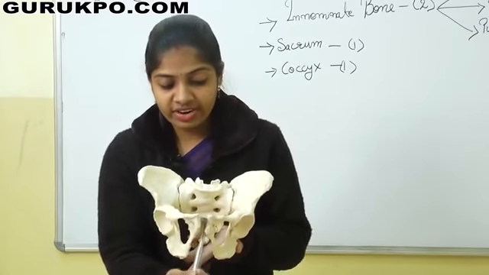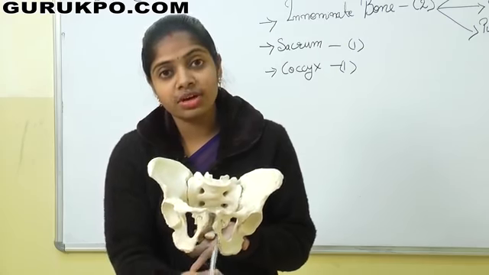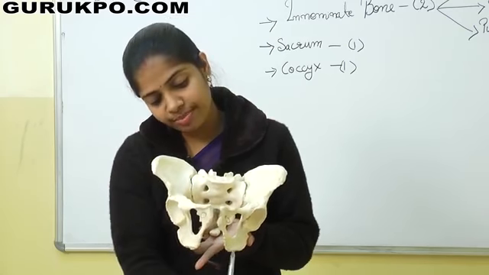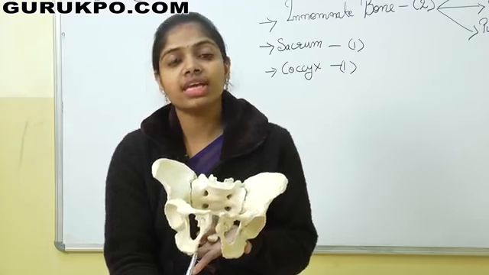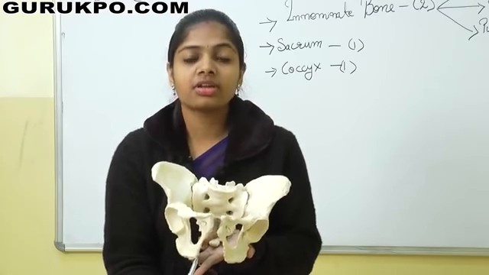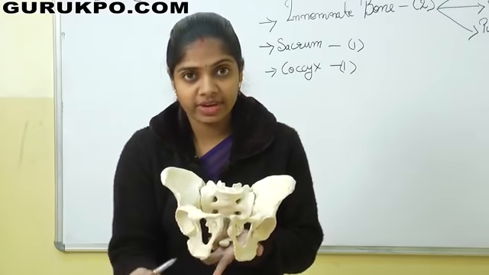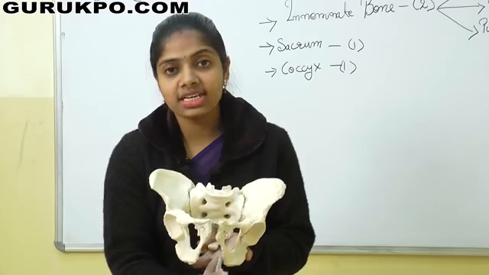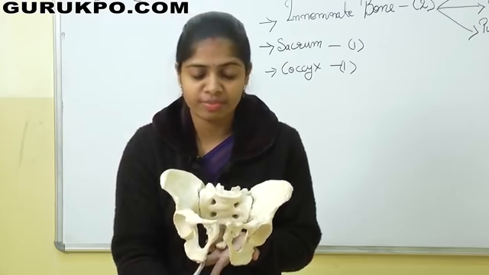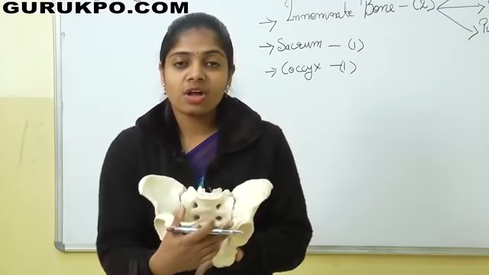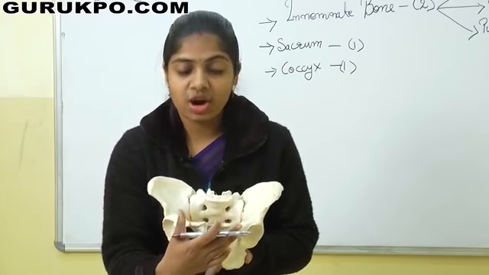The two inferior rami join to form the pubic arch. See, this is the pubic arch, which is usually 90 degrees, and this is suitable for the process of normal labor and normal delivery. So this is all about the pubis.